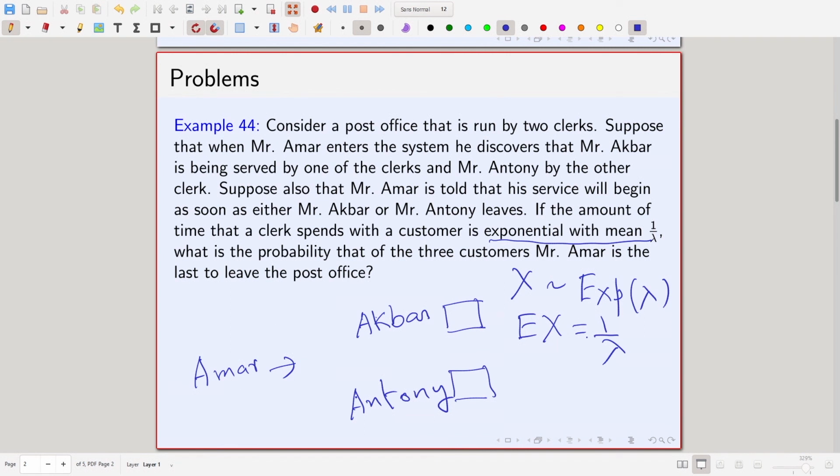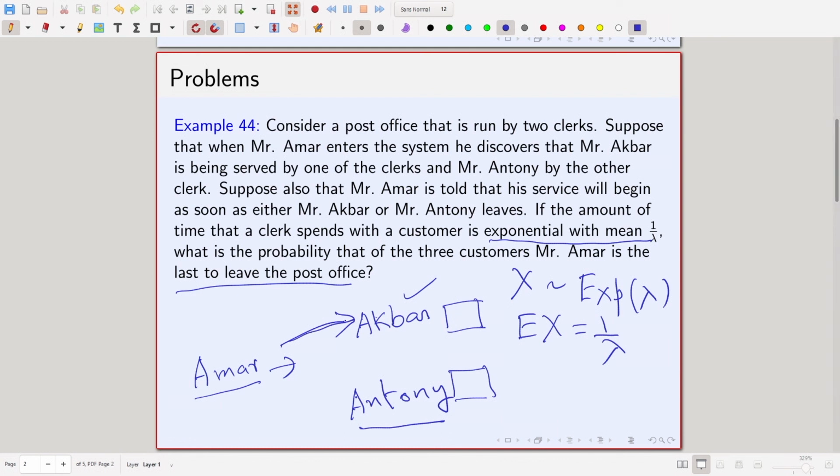That is one point. Now, you are being asked what is the probability that of the 3 customers, Mr. Amar is the last to leave the post office. How will that happen? Say among Akbar and Anthony, Akbar leaves first. Then Mr. Amar will go to this clerk and Mr. Anthony is still in service. Now, Mr. Amar will leave last, provided the remaining service time of Mr. Anthony is less than the total service time of Mr. Amar. Let me repeat this again. Suppose Mr. Akbar leaves first, then Mr.